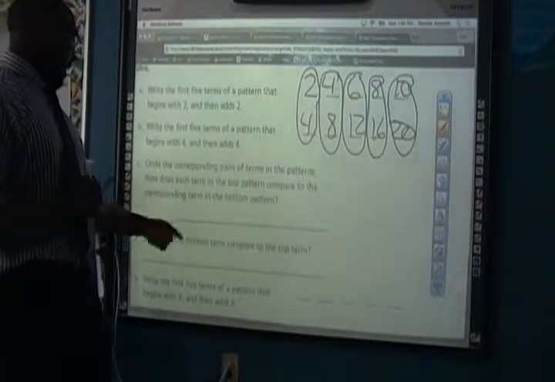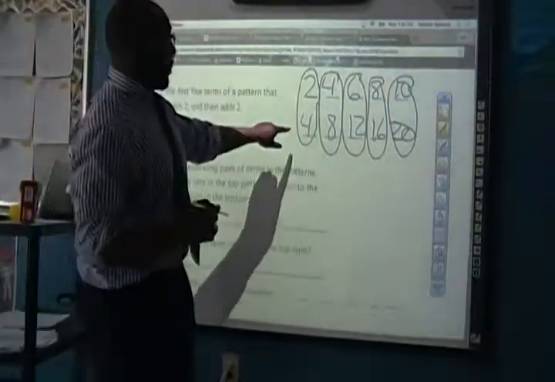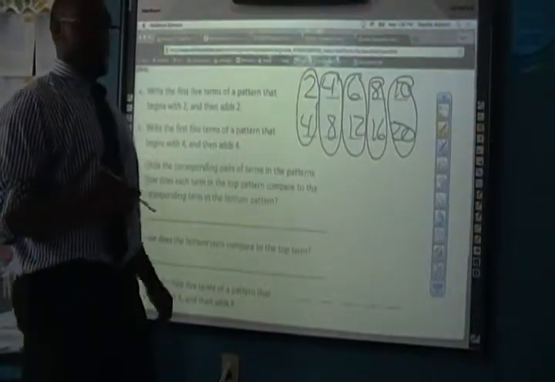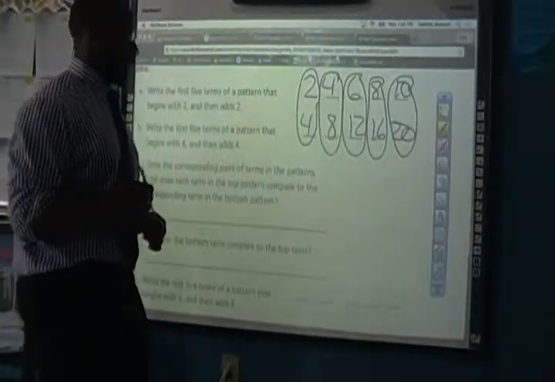Then for part D down here, it says how are the bottom numbers compared to the top terms? Well, my bottom number is 2 times more than my top number. So sometimes that might be vice versa. It's all about how it turns out for that number.